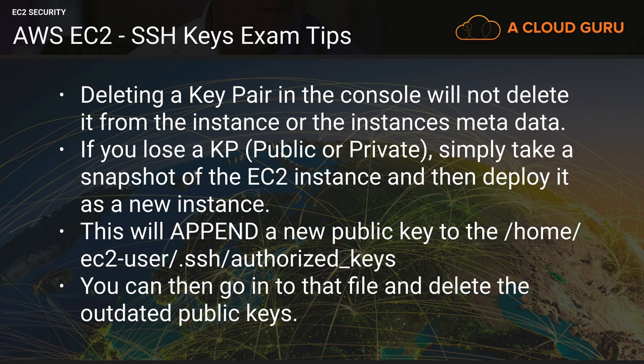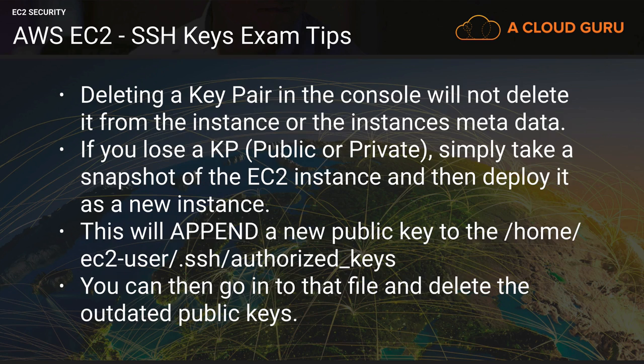Also, we learned that deleting a key pair in the console will not delete it from the instance or the instance's metadata. If you lose a key pair, public or private, you simply take a snapshot of the EC2 instance and then deploy it as a new instance. This will then append a new public key to that directory, so /home/ec2-user/.ssh, and then to the authorized keys file. And then you can basically go into that file and delete the outdated public keys that you no longer need.